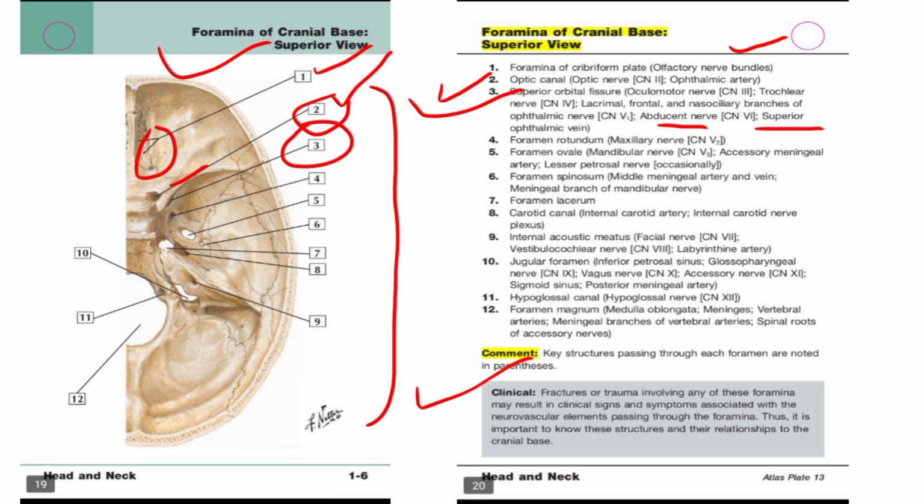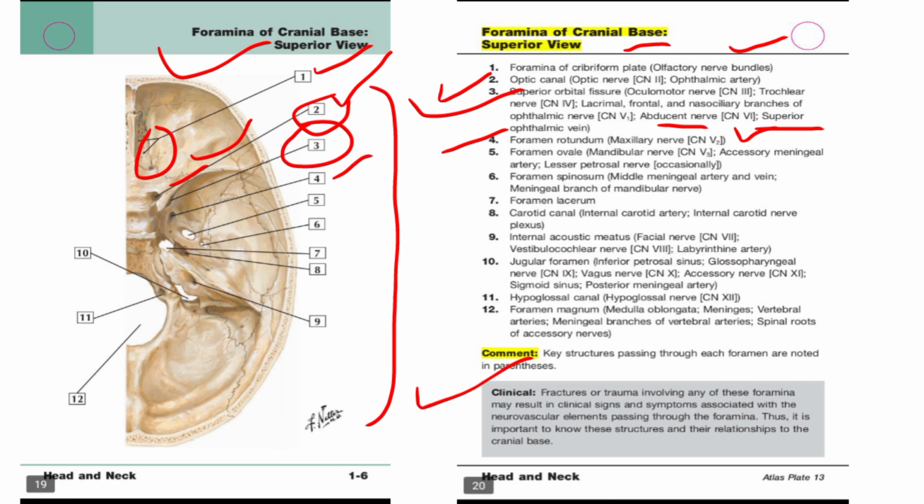First we have the foramina of the cribriform plate where the olfactory nerve, that is cranial nerve 1, passes. The second label is the optic canal where the optic nerve passes, and the third is the superior orbital fissure where cranial nerves 3, 4, 5, 6 pass. The fourth one is the foramen rotundum where the maxillary nerve, the second branch of cranial nerve 5, passes.